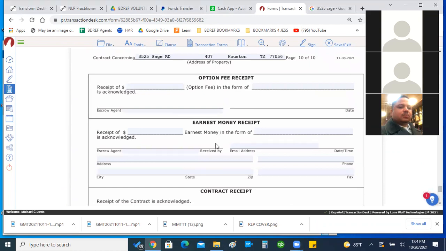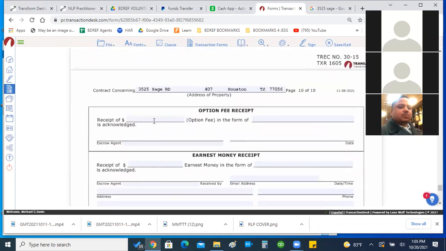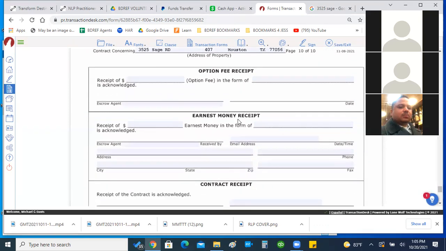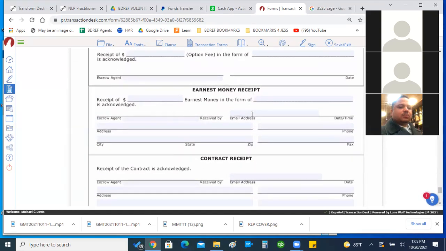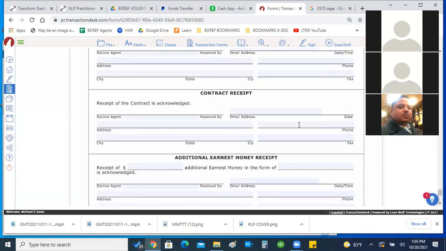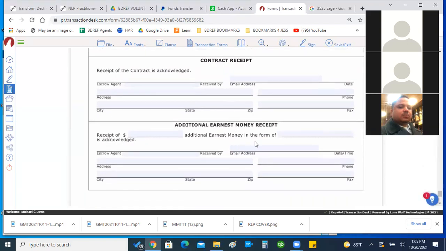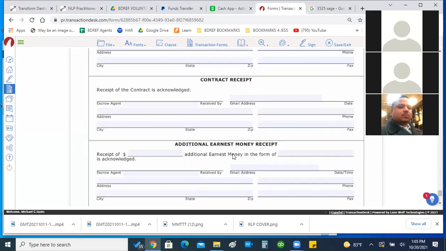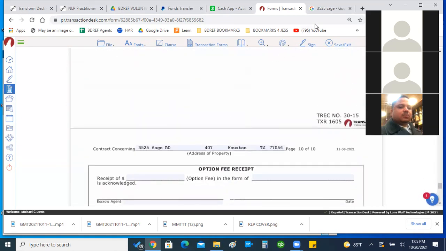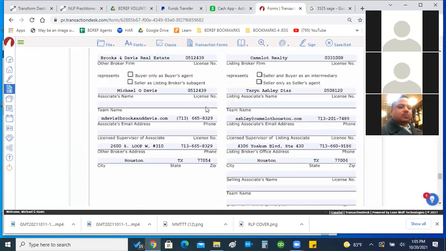All right. And then these are your receipts. Now, the title company fills these out. So they'll fill out the fact that they received the option money. They'll fill out the fact that they received the earnest money. They fill out the fact that they received the contract. So these first three receipts are going to be filled out by the title company. And then this one is only if the client comes back again and deposits additional earnest money. Is that one going to be completed? All right. So any questions about the contract before I pull up a couple other forms?